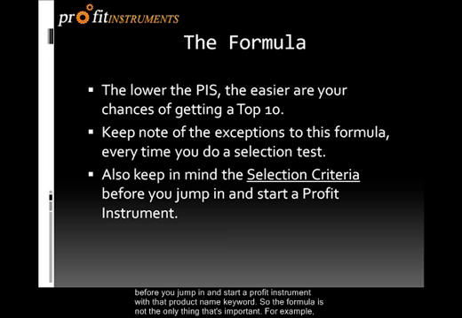For example, let's say you find an awesome keyword that's got a PIS of 3, but you cannot create a website with the product name in the domain name, so that will be trademark infringement. So obviously there's no use in doing that. So you need to keep the selection criteria in mind as well.